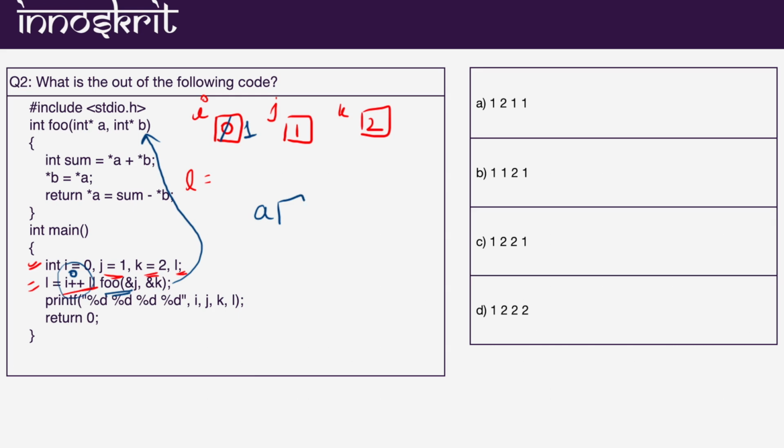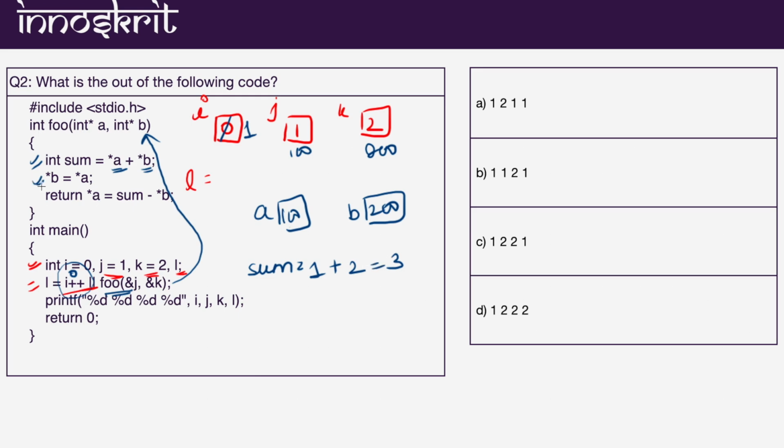So a will be holding the address, let's say the address of j is 100 and the address of k is 200. So a will be holding 100 and b will be holding 200. Now the first statement of this function says sum is equal to the value at address a plus the value at address b. So the value at address 100 is 1 and the value at address 200 is 2. So sum will be 3.